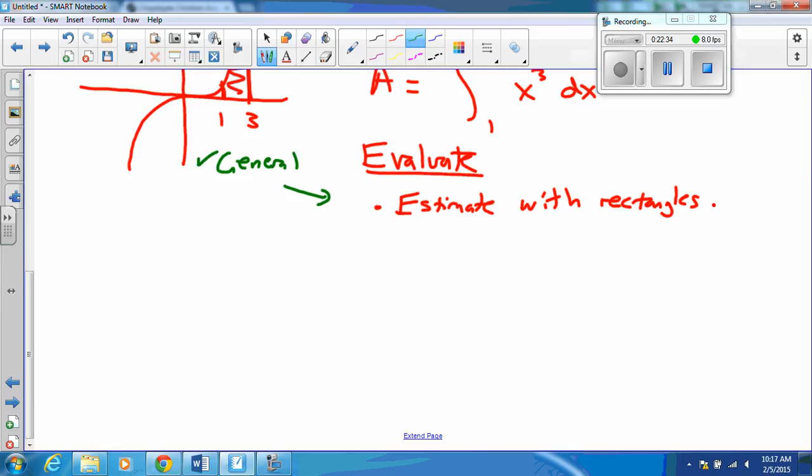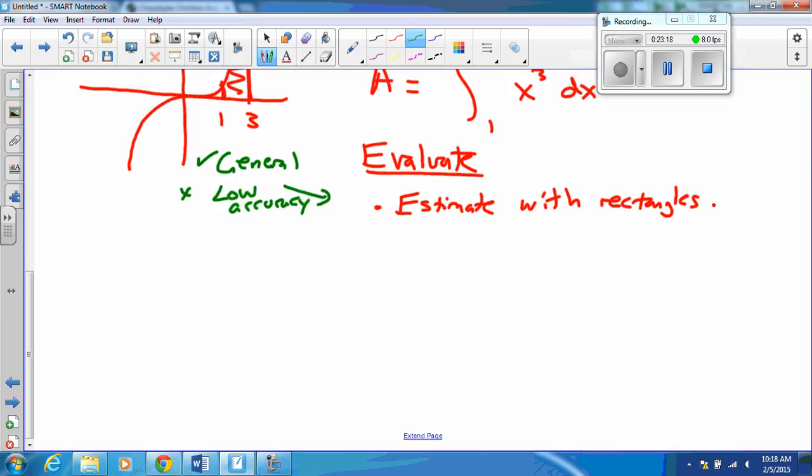On the other hand, what are the bad points about estimating with rectangles? It's not very accurate. And what else? What's the other problem with estimating with rectangles? It's a lot of work. Yes, that is a legitimate problem with estimating with rectangles. It is tedious, it's a lot of work, which means there's a lot of room for making a dumb mistake in there somewhere, and it takes up a whole lot of time.